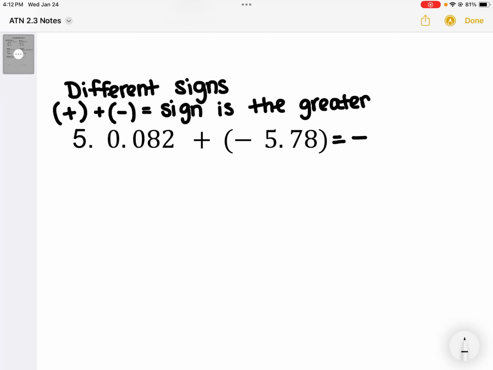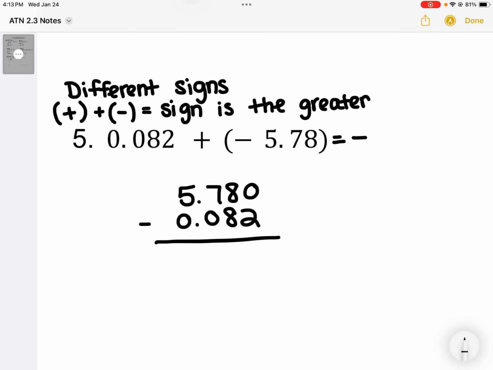In a normal subtraction problem, I would put the bigger number on top. I am going to ignore all signs because I have already stated that my answer is going to be negative. On top, I am going to put 5.78, and I'm going to subtract 0.082. I need to put a 0 on top to fill in that empty space so I can do borrowing correctly.